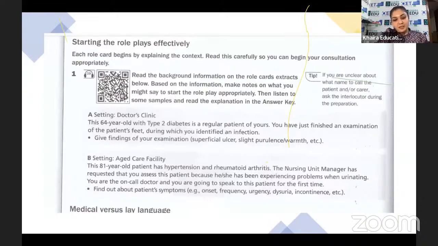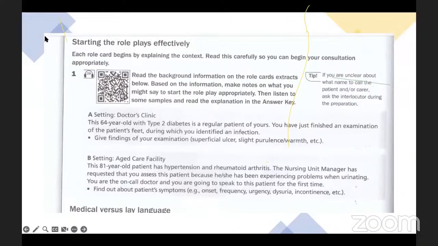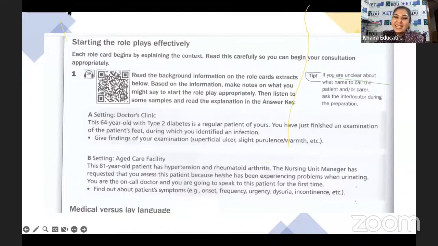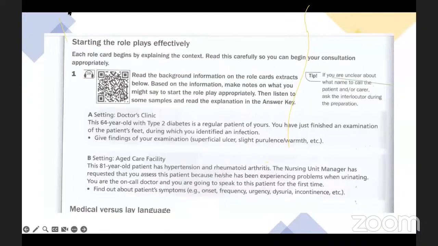Okay, this can be a good way to start. Introduction. We can also say, ma'am, because it's a superficial ulcer, so we can say, ma'am, I'm glad to tell you that this is a superficial ulcer. So glad, ma'am. I will. Sorry. Patient is diabetic. I'm sorry.